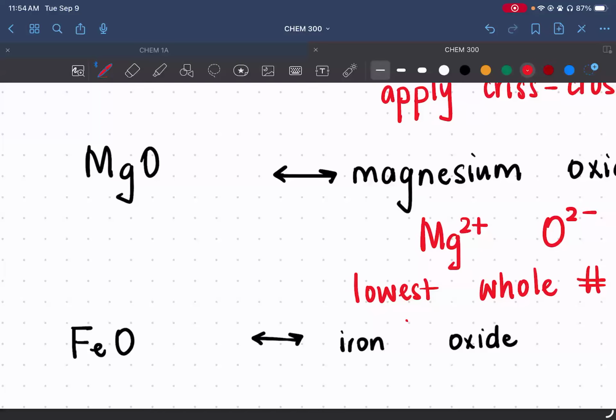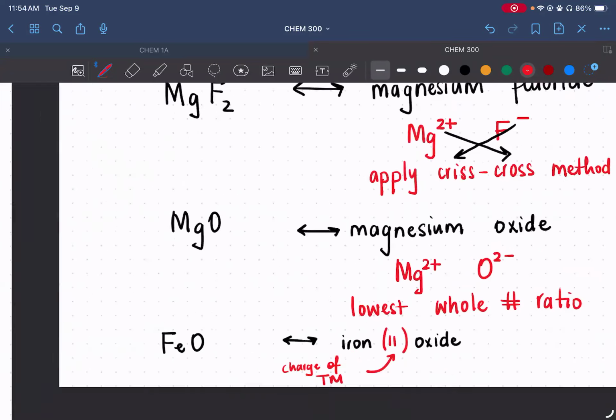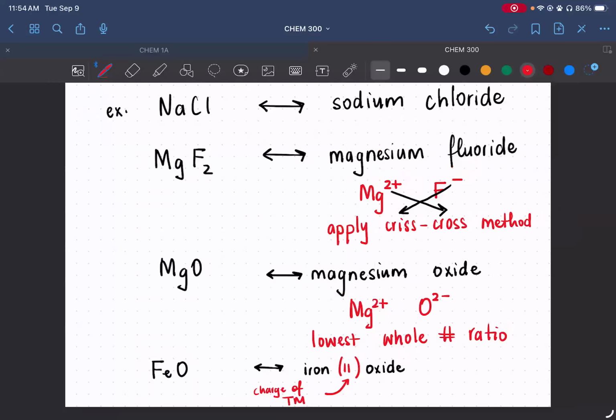For transition metals, you are required to include a Roman numeral. And the Roman numeral specifies the charge of the transition metal. TM stands for transition metal. The Roman numerals are required when working with a transition metal. So you do have to put in the effort to figure out the charge, because the charge is included in the name. And remember, why does it have to be included?